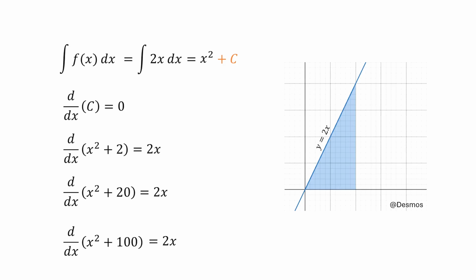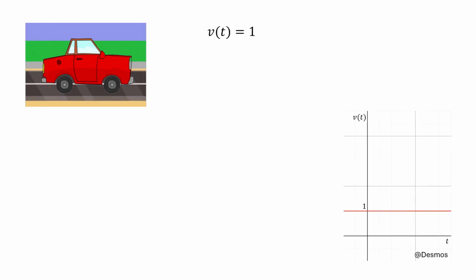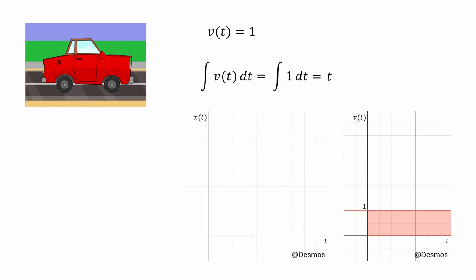Let's look at a more familiar example. Imagine a car moving at a constant speed, for instance, 1 meter per second. To find the distance the car has traveled after t seconds, we calculate the area under the velocity time graph. Since the graph is a horizontal line, the area is simply a rectangle. Now, let's plot a graph showing the distance over time. We know the car travels 10 meters in 10 seconds, 20 meters in 20 seconds, and so on. So the graph is a straight line, representing the following function.